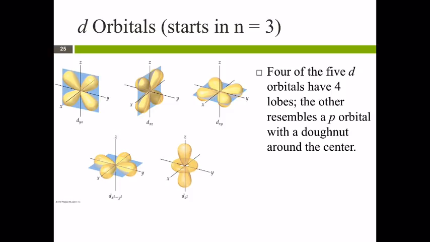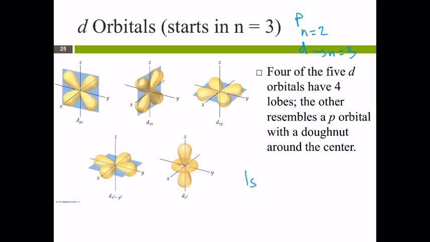If we then look at the d orbitals, they have an even more interesting set of shapes, and each one of these 5 d orbitals can have a total of 2 electrons in them. Another interesting thing to note is that the s orbitals start in n equals 1, p orbitals only start in n equals 2, and then the d orbitals start in n equals 3.